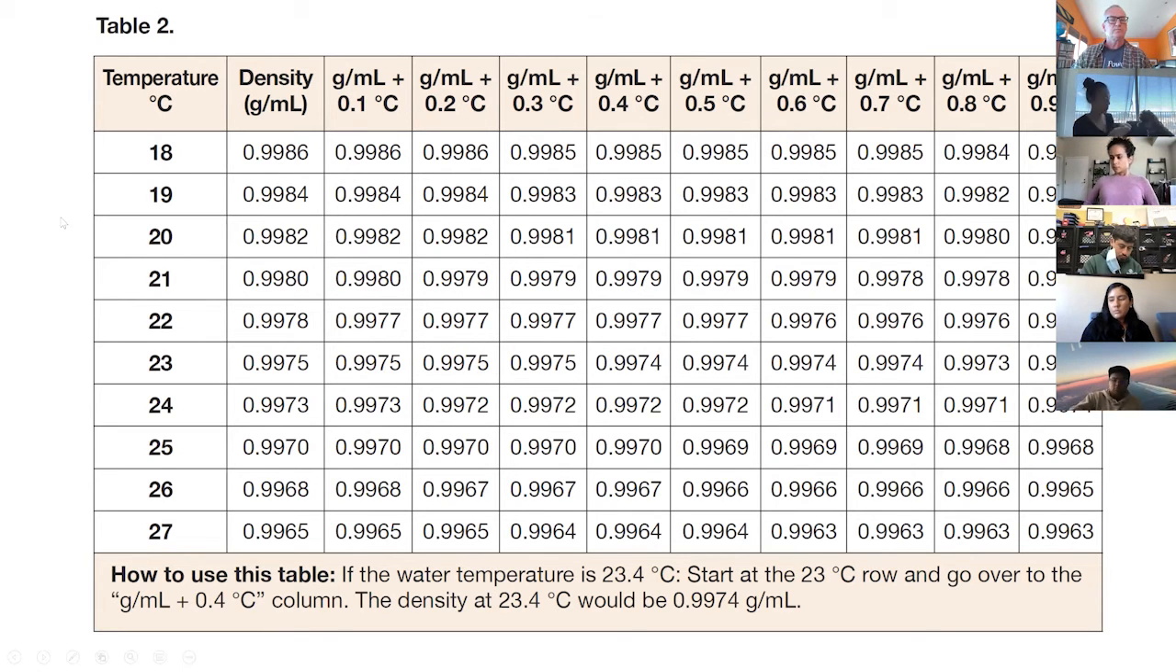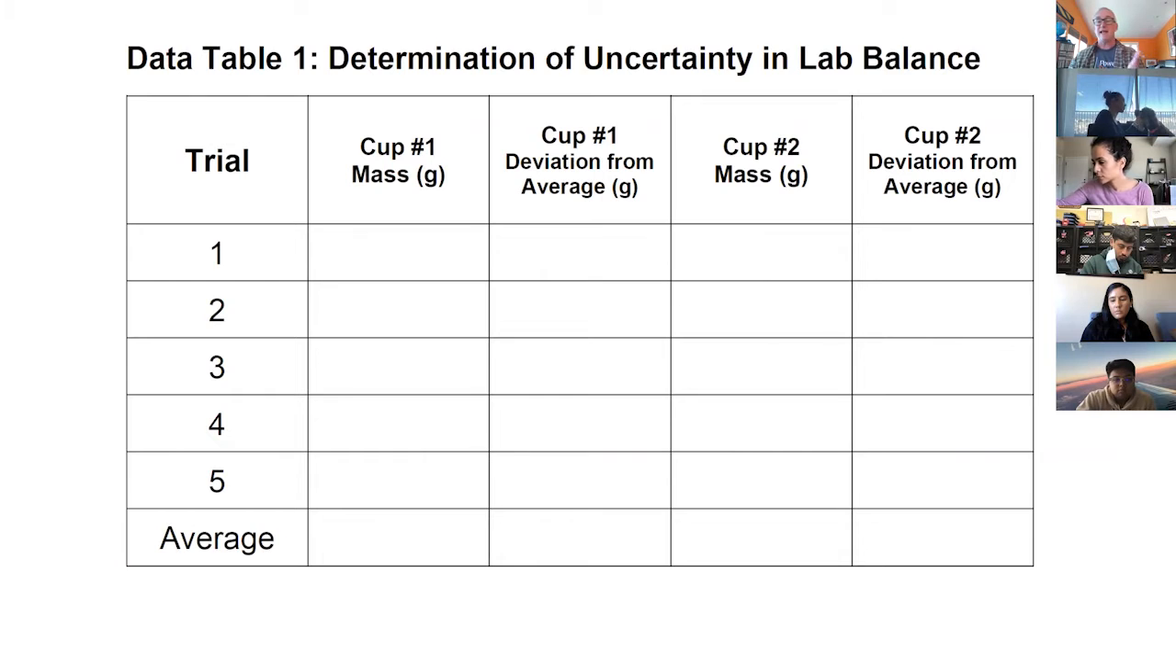So this is our first table, which is just measuring. This is determining the precision of our lab balance, our scale. We put in the 5 masses. We put in each deviation from the average after we calculate the average. And like I said, it's always going to be positive. If it's less, report the positive value. If it's more, report the positive value, and then get the average.